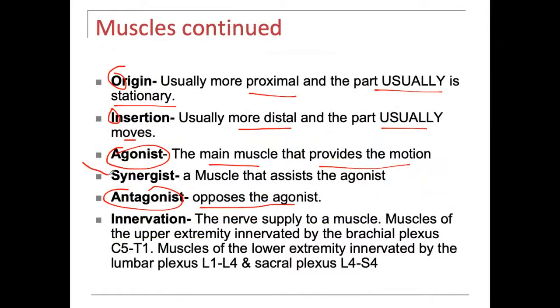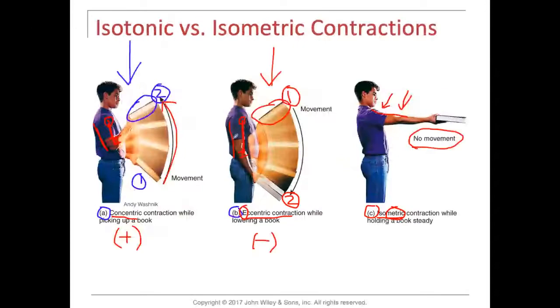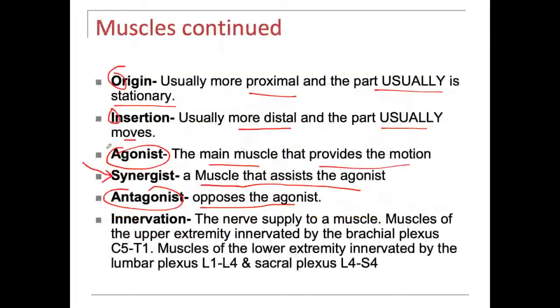When we look at the synergist, when people work together synergistically, these are just muscles that assist the agonist. So in this case, if the biceps brachii was the main muscle that did elbow flexion, any other elbow flexor is going to be synergistic, like the brachialis, or even the brachioradialis, or any other muscle that crosses the elbow. But the triceps would be antagonistic to it.